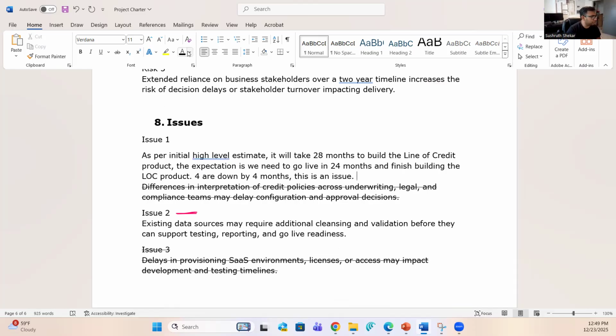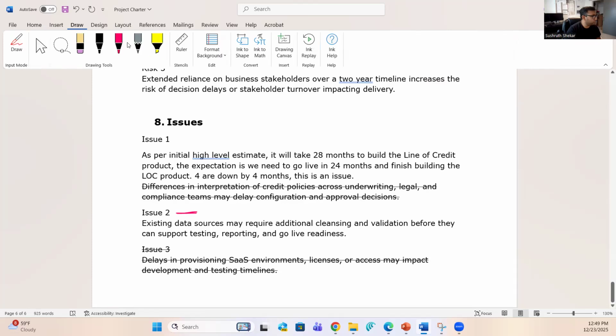This is a good example of an issue. We did some high level estimate. All the director level staff and manager level staff estimated how long it will take to finish this project, and we came up with an estimate of 28 months. But then executives and high level stakeholders, maybe the CEO or the CPO, whoever it is, came and said we need this product live in 24 months. So we are down by 4 months.